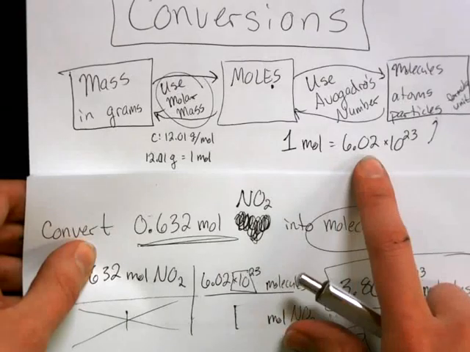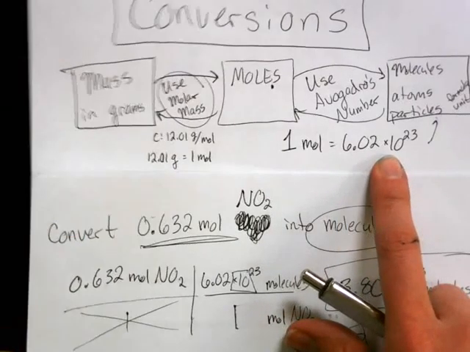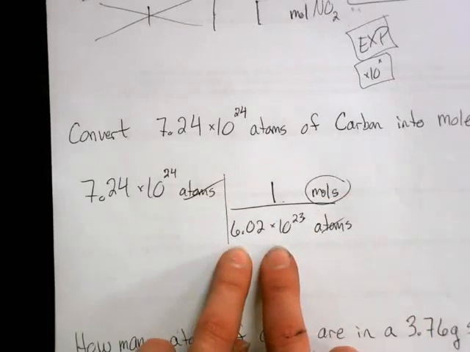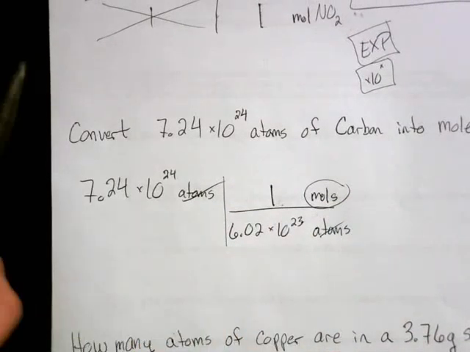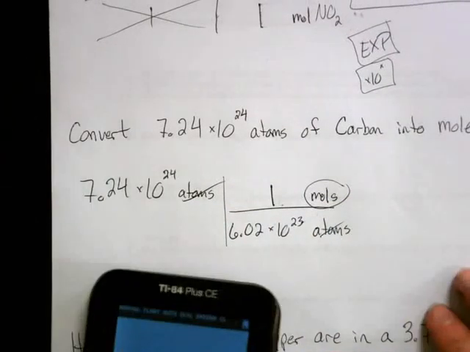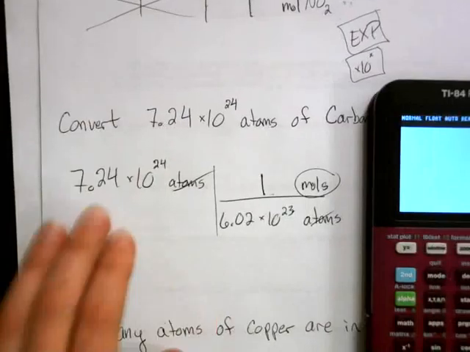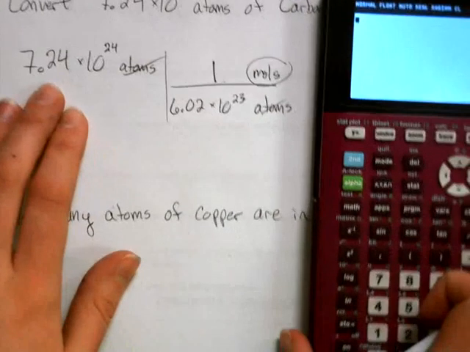Then we saw Avogadro's number, 1 mole is equal to 6.02 times 10 to the 23rd atoms. So I stick in 1 mole on the top and 6.02 times 10 to the 23rd atoms on the bottom. And we're about to plug this into our calculator. So you've got 2 options. Either use the E button, or if you don't know how to do that, then put all of your scientific notation into parentheses. Even if you don't know how to use the E button, it never hurts to use parentheses around the things that you're sticking in.